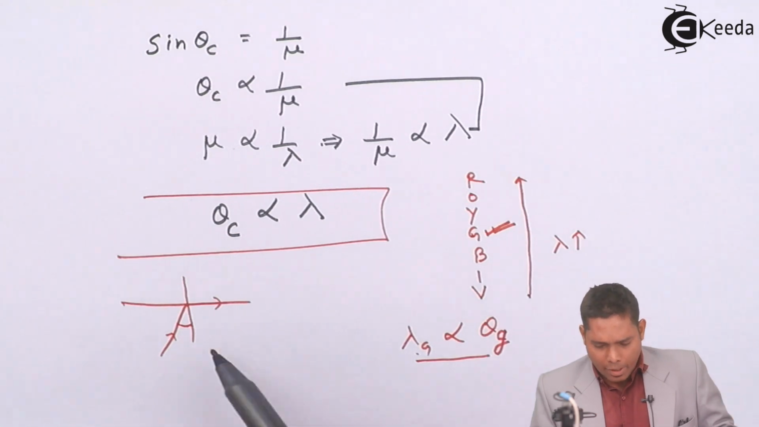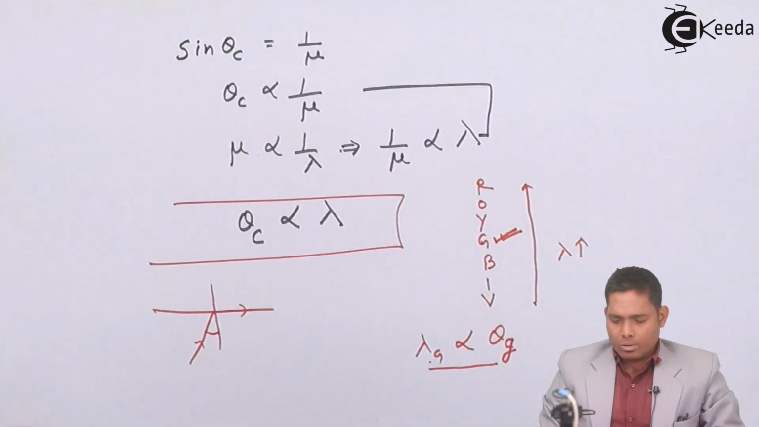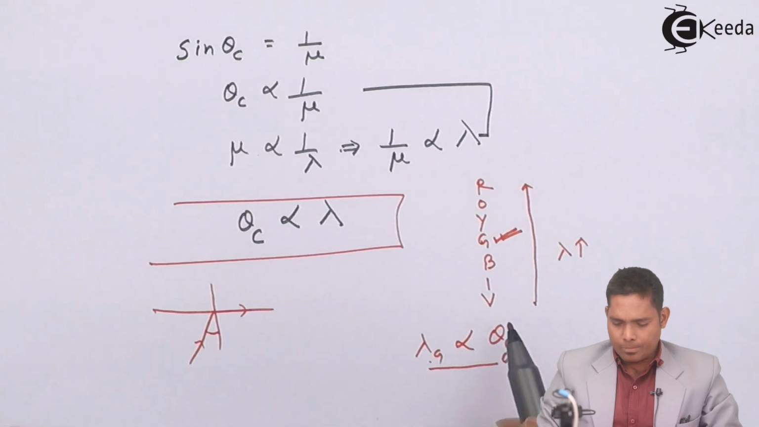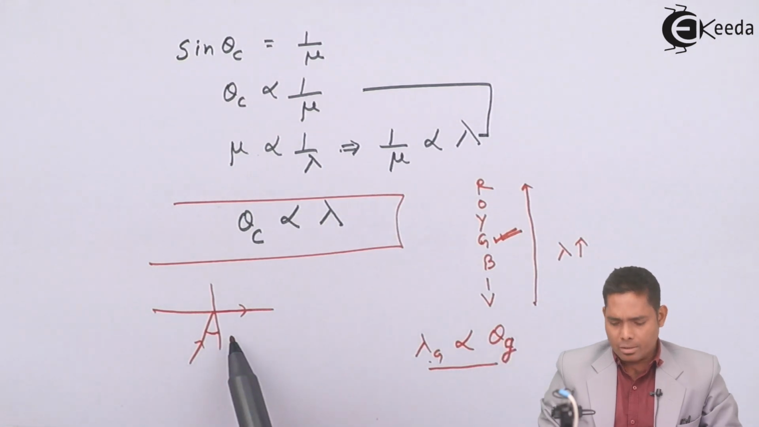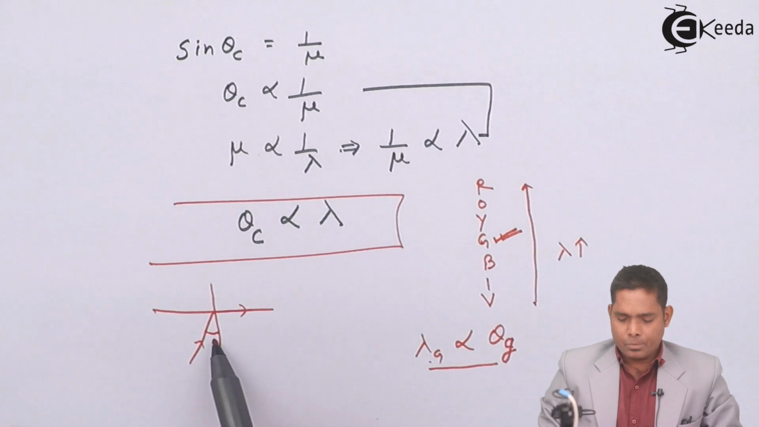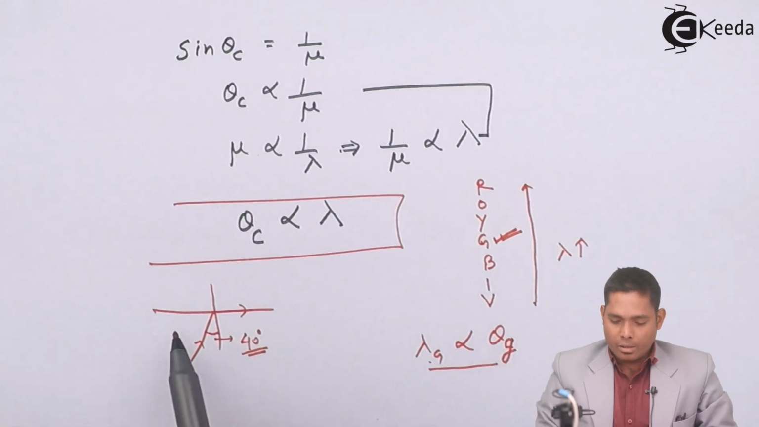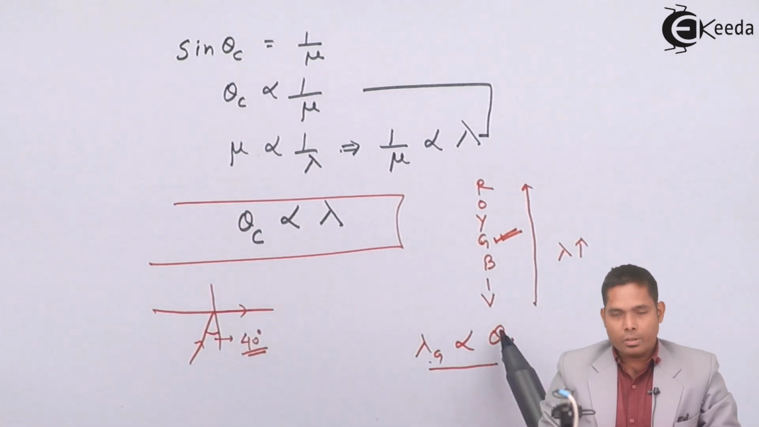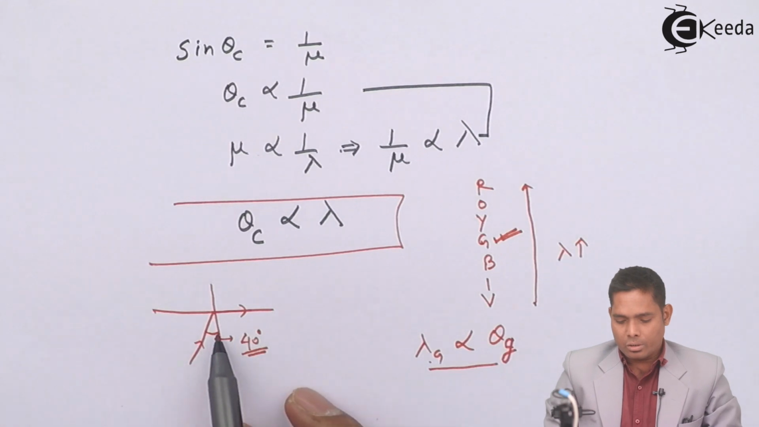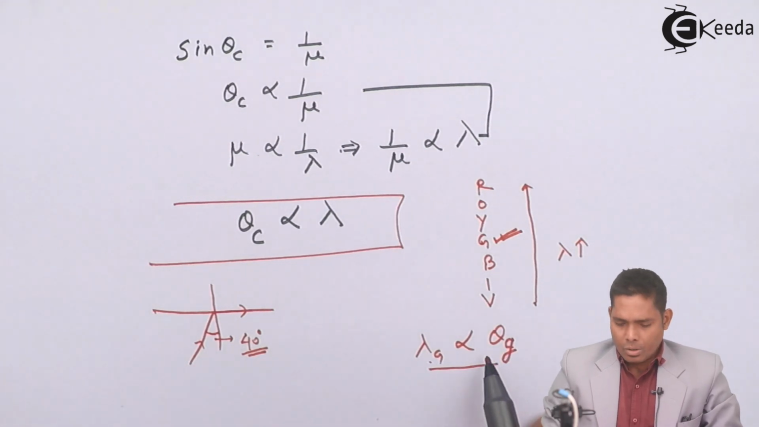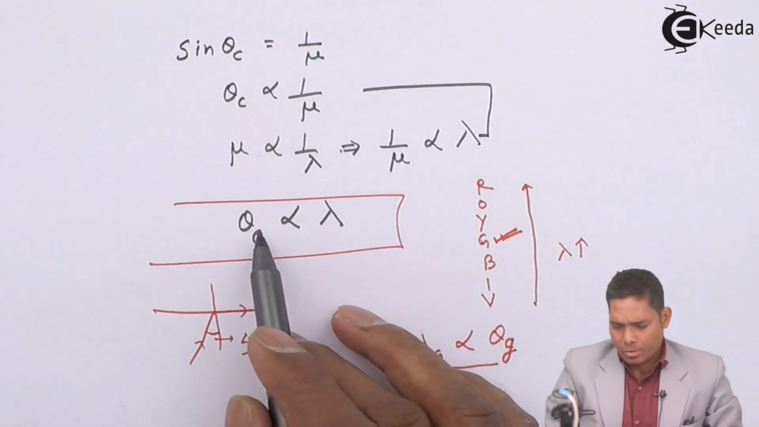Then, if I increase this angle of incidence for another color, so for this theta, the critical angle for green light, to understand it better, I suppose that the critical angle is 40 degrees. So that undergoes critical angle, that it grazes the surface. That means this is the critical angle for green light. Then this is the relation: if lambda increases, theta will also increase.